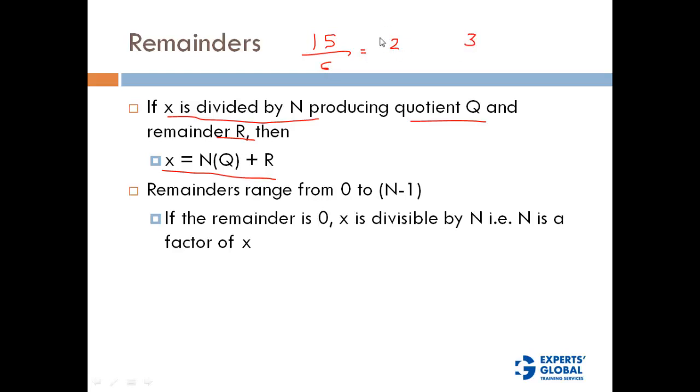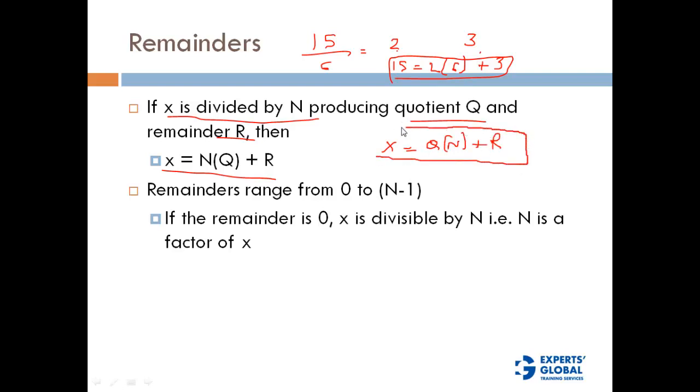Correct? So how can we mathematically relate 2, 3, 6 and 15? We write 15 is 2 times 6, that is the quotient, plus 3. Correct? Same thing here. Here x is getting divided by n. There are q times full n and there is a remainder of r. So this becomes the mathematical expression of division.